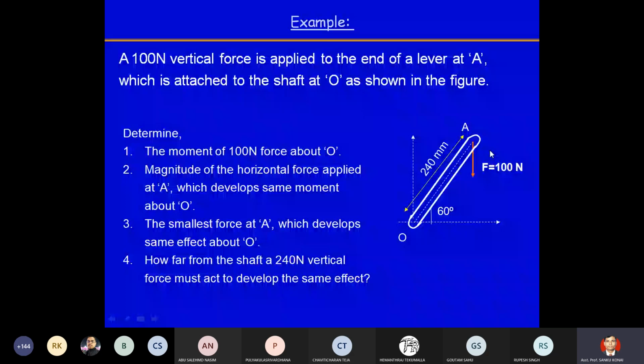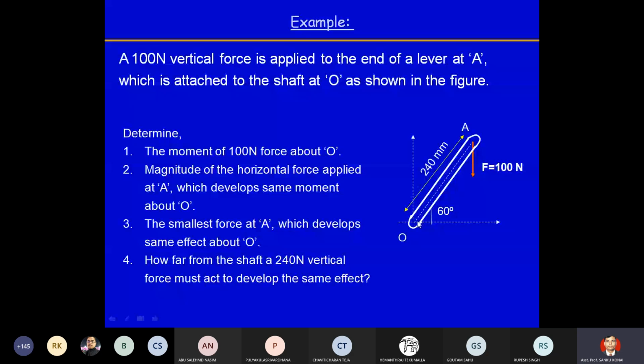So you know that moment is equal to perpendicular distance into the force. Now the moment value is constant. Moment is equal to force into distance. The force will be minimum when the distance from that force to that point is maximum. So when the distance is maximum, force will be minimum.